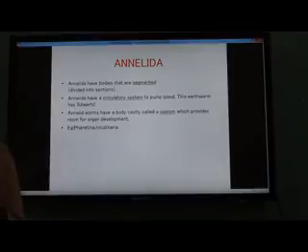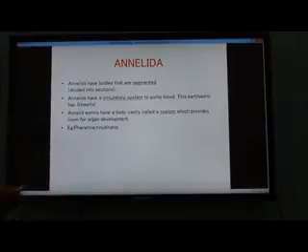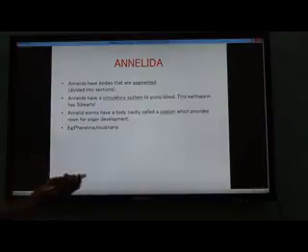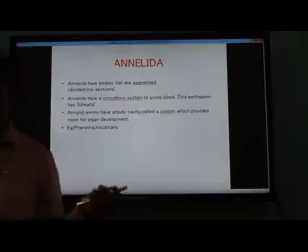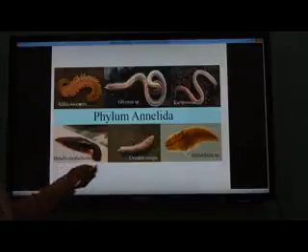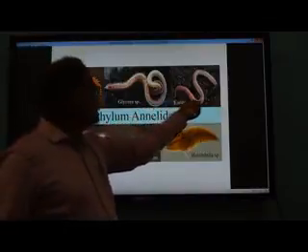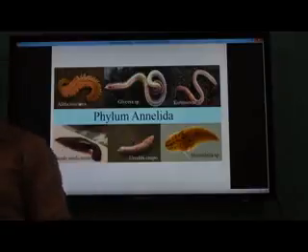Annelid worms have a body cavity called a coelom, which provides room for organ development. Examples: Pheretima, Hirudinaria, leech. The earthworm is the best example for this characteristic feature. Now you see there are many examples. This is Hirudinaria. Now this is the earthworm. This is the earthworm.